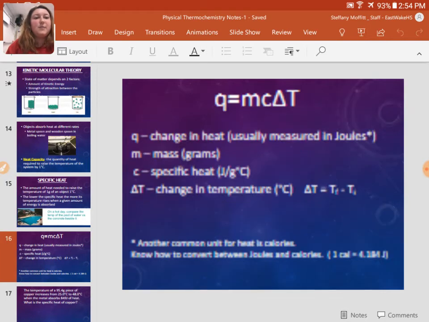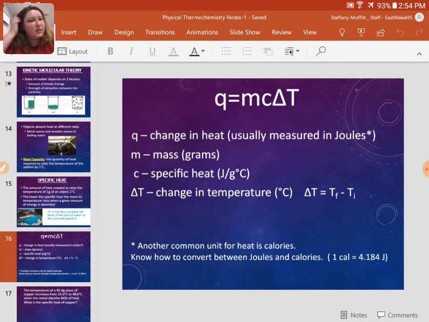So here's the mathematical equation behind it. Q equals mc times delta T. Q is that change in heat. It's going to be in joules. M is the mass in grams. C is specific heat in joules per gram degree Celsius. And delta T is going to be your change in temperature, which is just T final minus T initial.